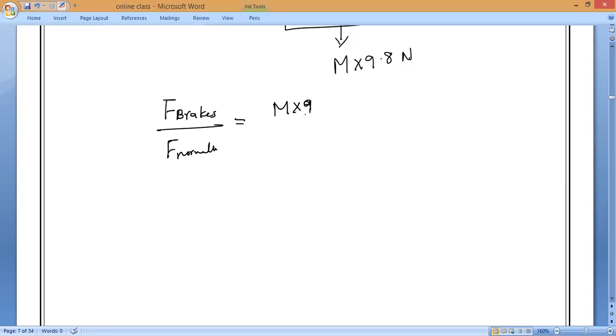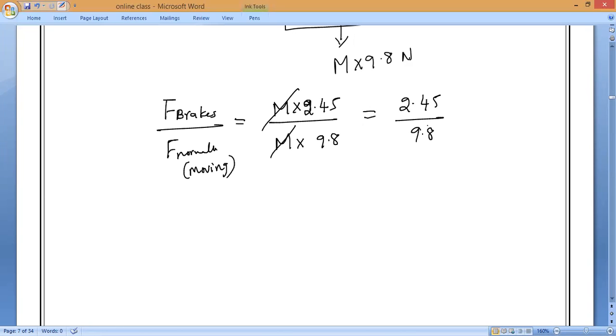Which is equal to M into 2.45 divided by M into 9.8. So M and M will get cancelled. The ratio of brakes applied to car moving is what we have to find, which should be 1/4. So 2.45 divided by 9.8. Do it and tell me how many times it will come. 2.45, how many times 9.8? Just check it, everybody.